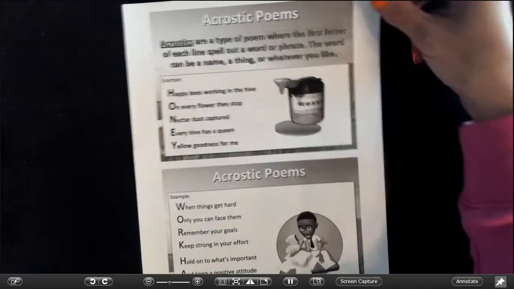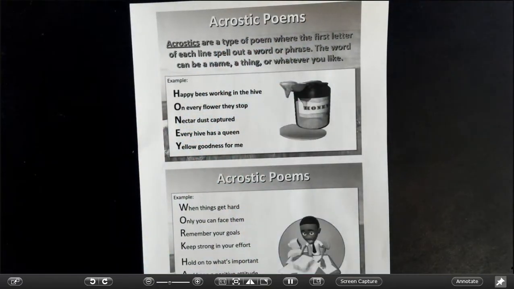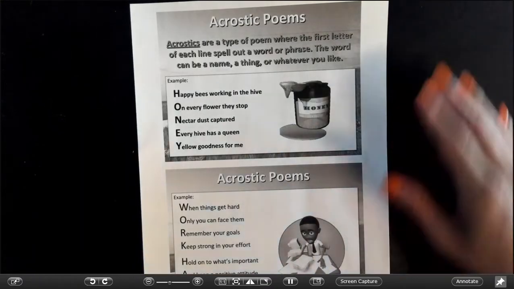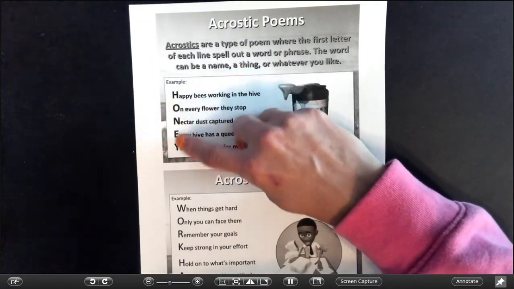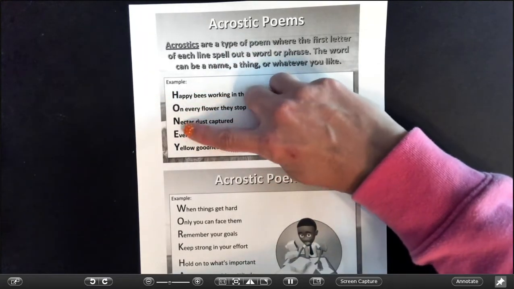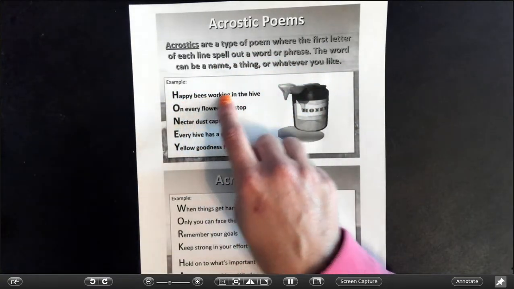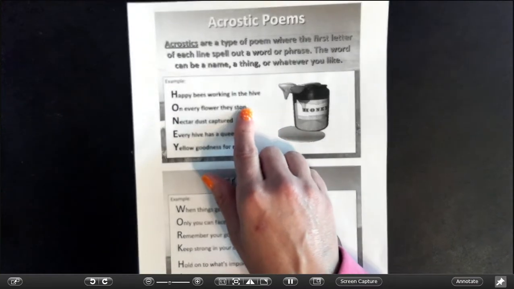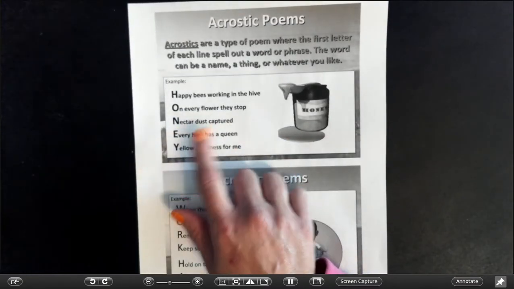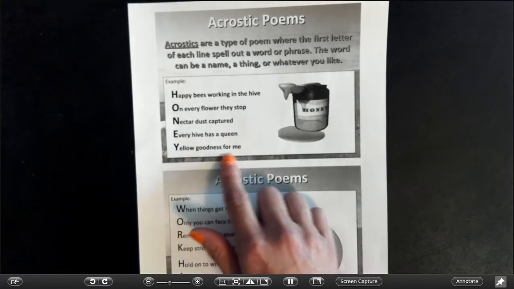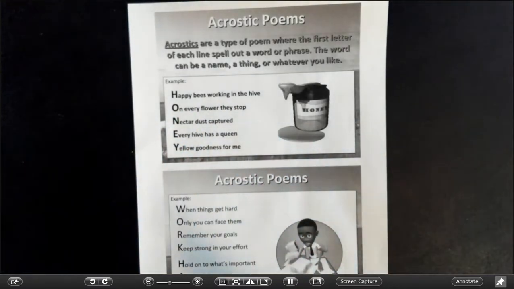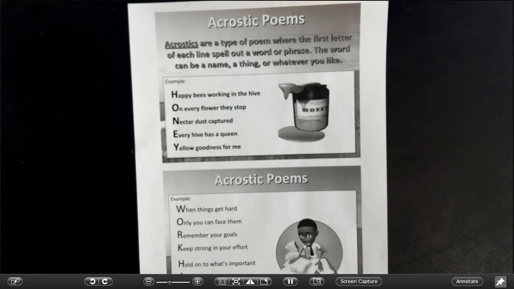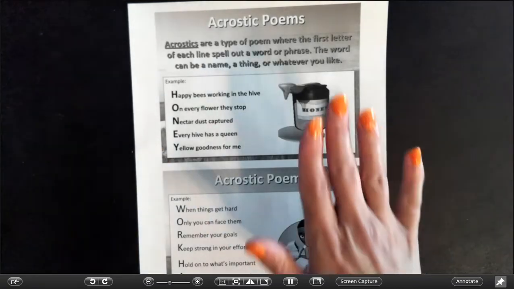Acrostics are a type of poem where the first letter of each line spells out a word or phrase. The word can be a name, a thing, or whatever you like. Here's another example, honey. Honey was spelled out. Notice how everything is vertical and capitalized. Happy bees working in the hive. On every flower they stop. Nectar, dust captured. Every hive has a queen. Yellow goodness for me. Everything that's being talked about here is talking about honey. And you also notice there's not a rhyming pattern. There are no rhymes.